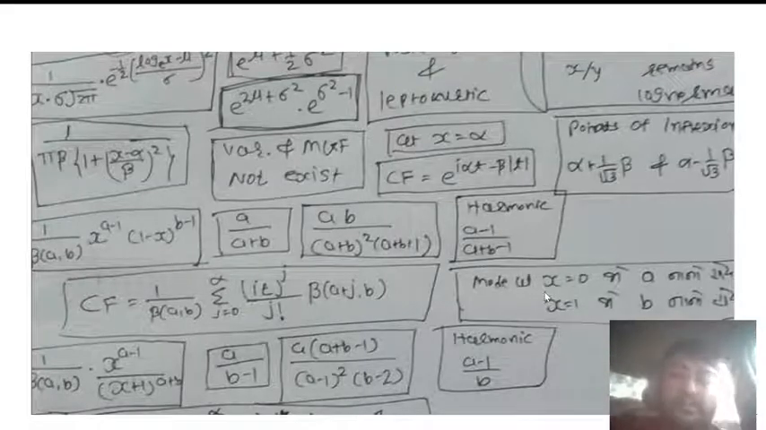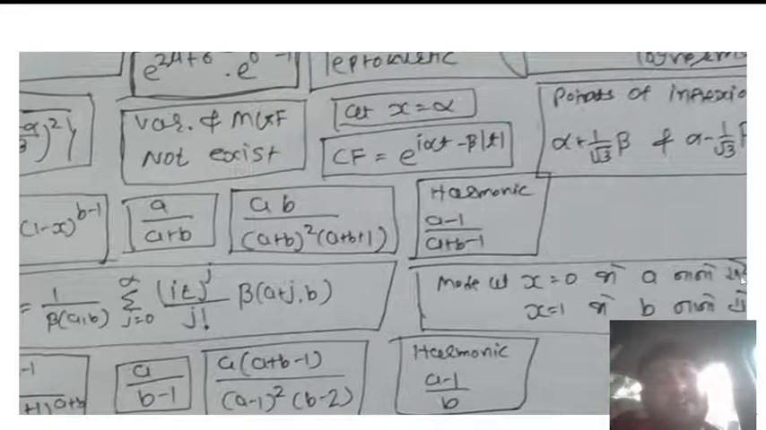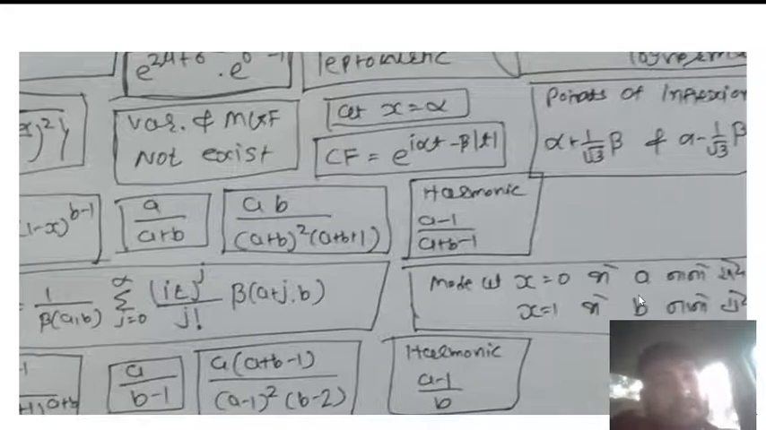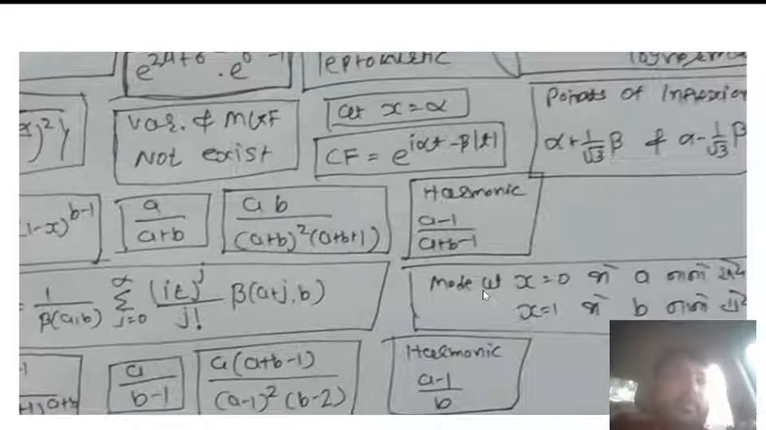The beta first kind distribution has mode at x is equal to 0 if... sorry, I have written it in Gujarati, but I am just translating for you what I mean to say. The beta first kind distribution has its mode at x is equal to 0 if a is smaller than b. If a is smaller than b, then the mode will be at x is equal to 0. If b is smaller than a, then the mode will be at x is equal to 1.